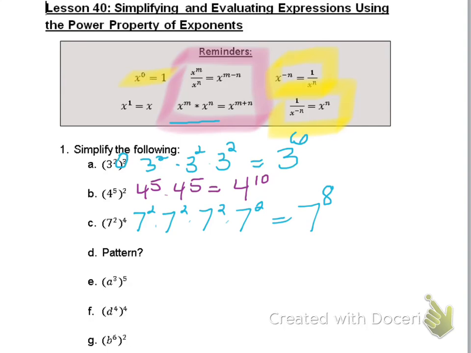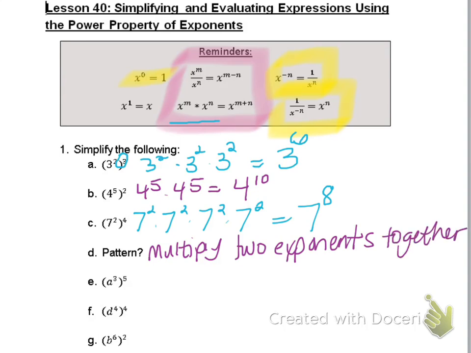So what is the pattern that we are seeing here? Hopefully you've noticed so far that we're multiplying the two exponents together. So that is the pattern. When you have an exponent of an exponent, you multiply the two exponents together. So we'd have 3 times 2, which is 6. And here we have 5 times 2, which is 10. And we have 4 times 2, which is 8.